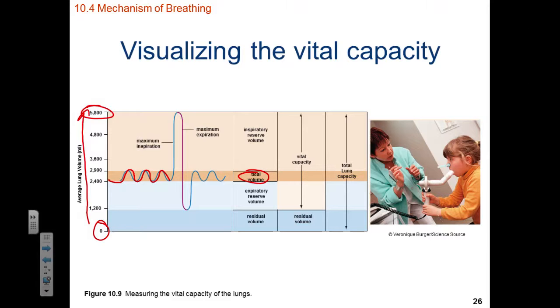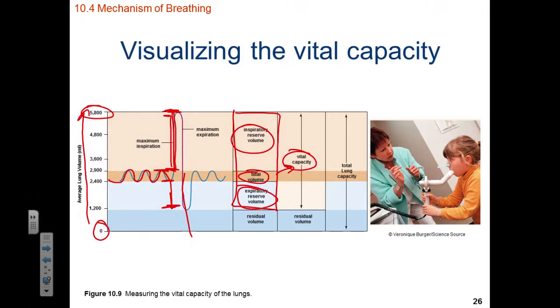Now, after you inhale with your tidal volume, you can still inhale more. This range right here is referred to as your inspiratory reserve volume. That's the extra amount of air that you can inhale. We also have some air that you can exhale after your tidal volume. That is your expiratory reserve volume. Expiratory reserve plus tidal volume plus inspiratory reserve, the total amount of air you can move in and out of your lungs, is referred to as the vital capacity.